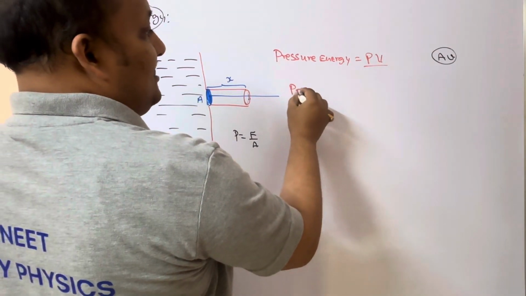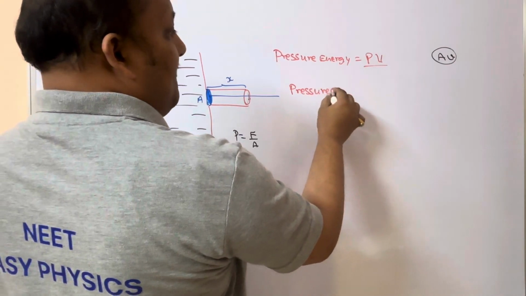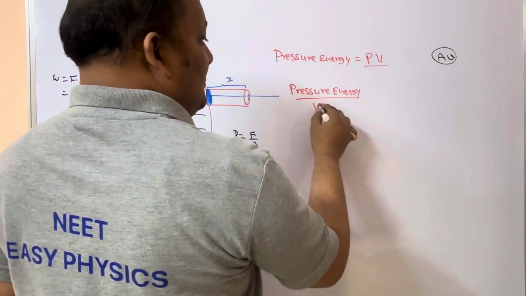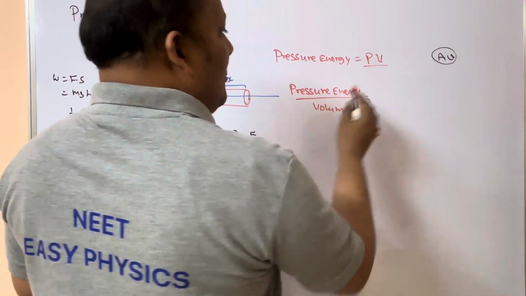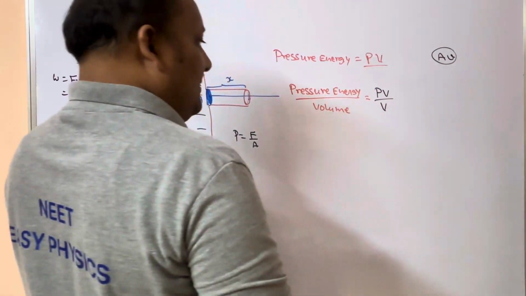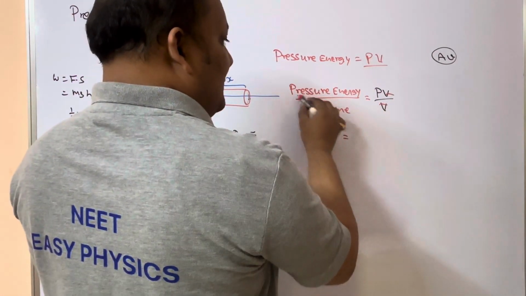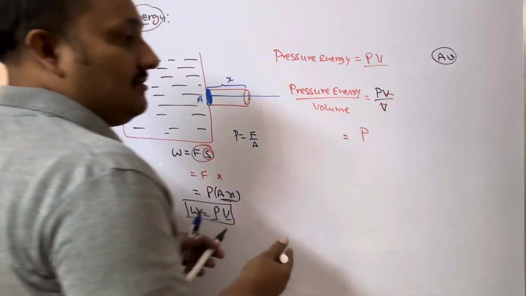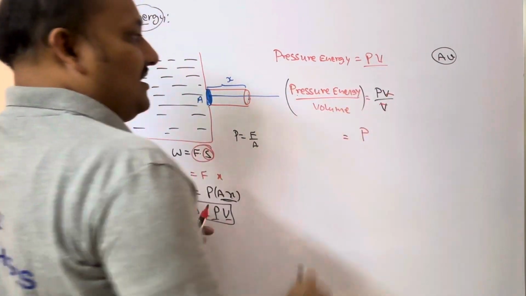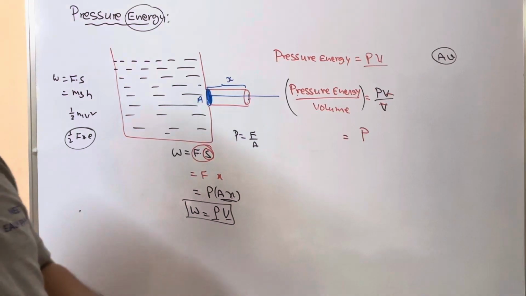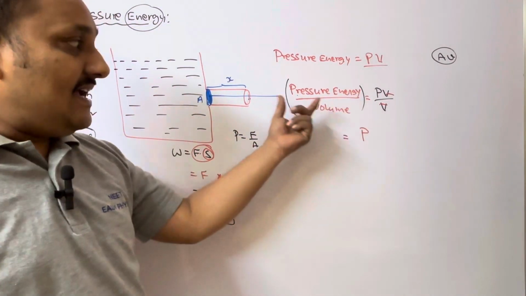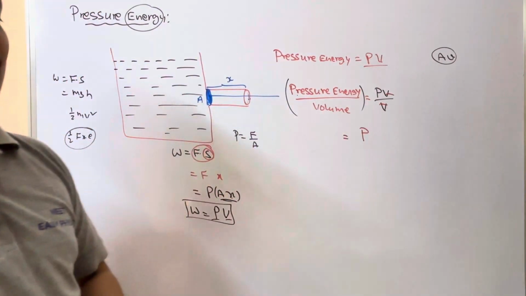Next, pressure energy per unit volume. This phrase you will use in Bernoulli's principle. Pressure energy per unit volume is nothing but PV by V. So V and V will cancel. So pressure energy per unit volume is equal to pressure. So pressure has another name: pressure energy per unit volume. P can be represented as pressure energy per unit volume also.